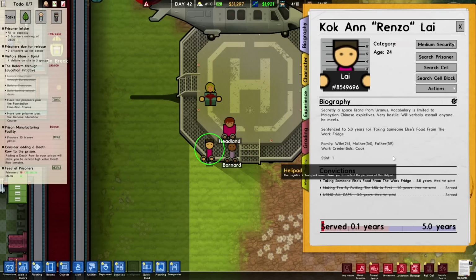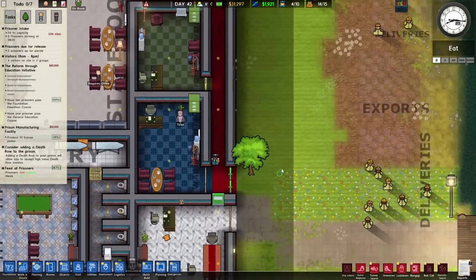And then Lie is in for taking someone else's food from the work fridge. You're a monster. That's what you are. Okay, and you served a 1 year stint for making tea by putting the milk in first. 1 year, that's very lenient for that offence. And then using all caps was a 3 year stint that you've also served. Okay, so 3 new people coming in.